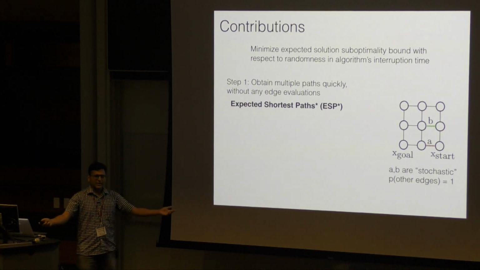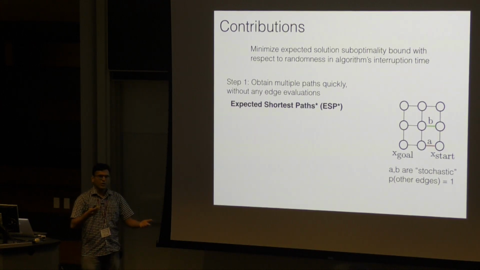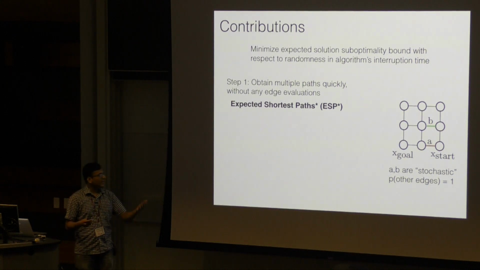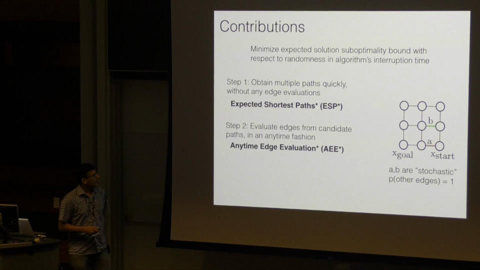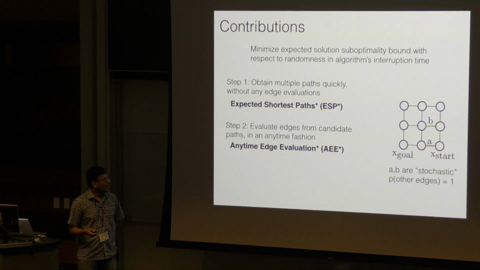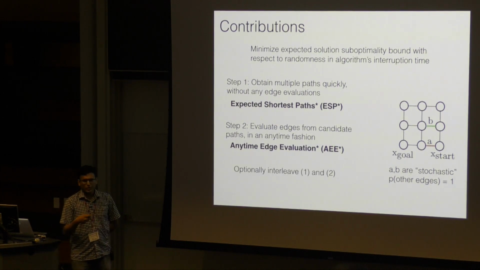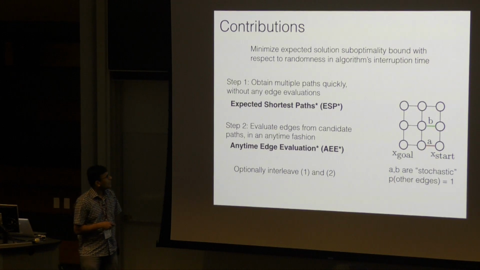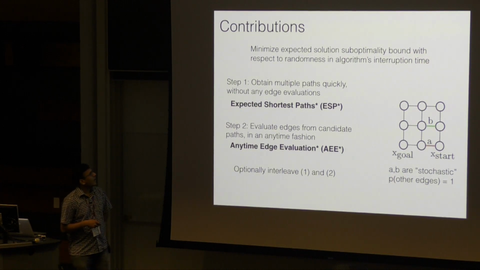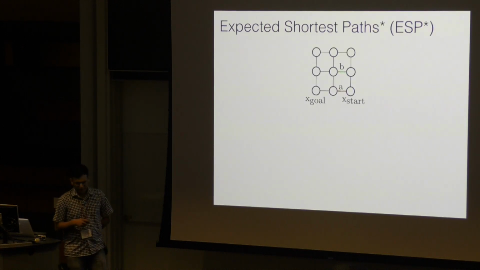And once we have the set of paths, then the question is how do we go about evaluating the edges in those paths? And that's the part of anytime edge evaluation. Now there's also optionally a chance to interleave both of these two methods. So let me jump into the first part of this algorithm, which is the expected shortest paths.